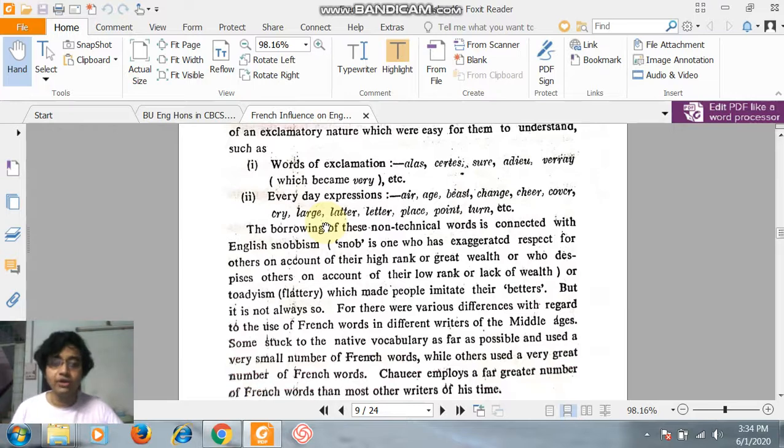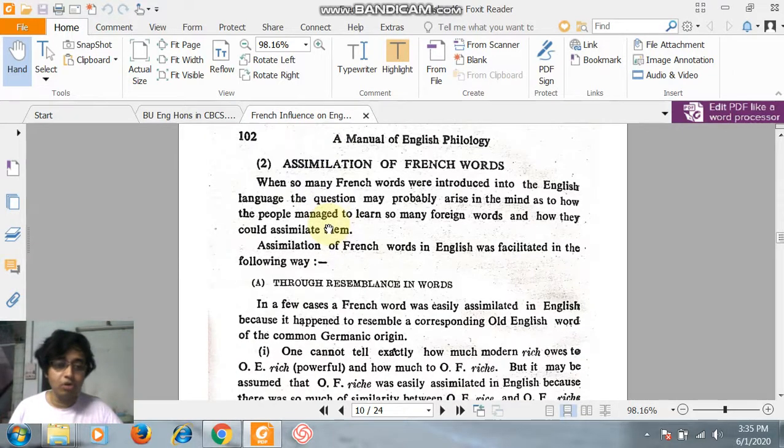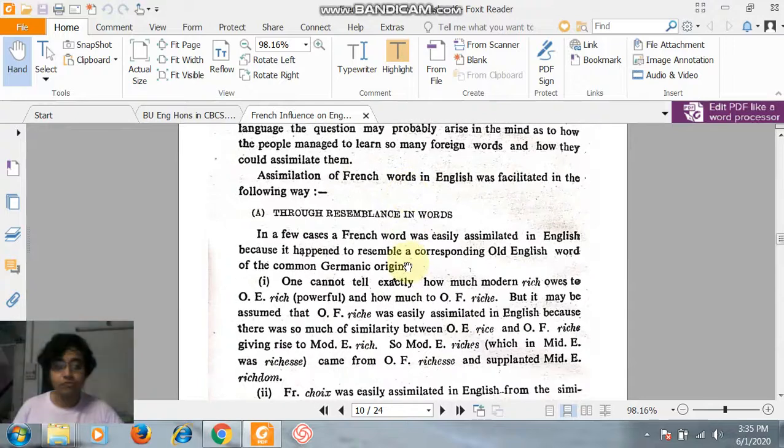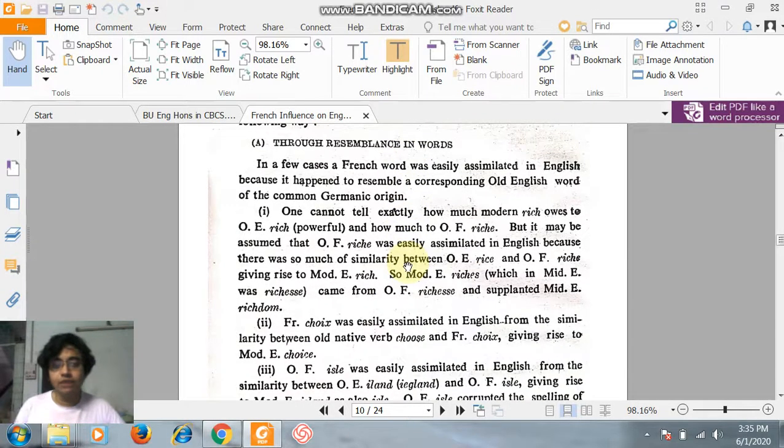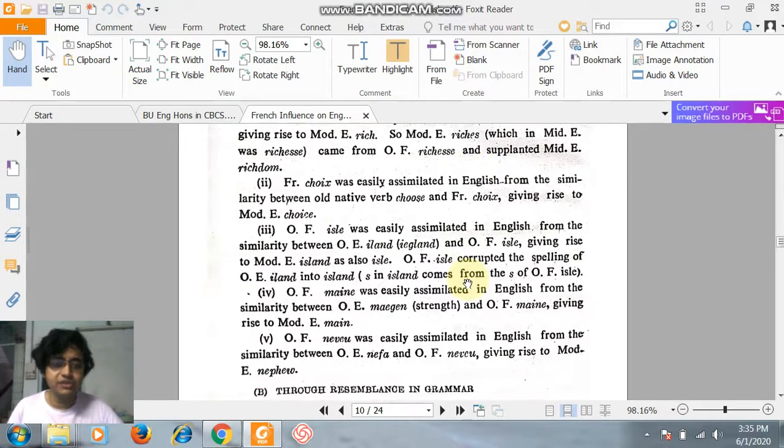The borrowing of these non-technical words is connected with English snobbism, because a snob is one who has exaggerated respect for others on account of their high rank or great wealth, or one who despises others on account of their low rank or wealth. So this word snob has also been borrowed from the French language. Not only this, we can also see through various resemblances of words how much modern rich owes to the Old English rīce, meaning powerful, and Old French riche. From this Old French riche, the word riches has also been derived.